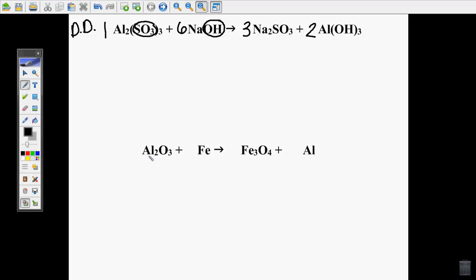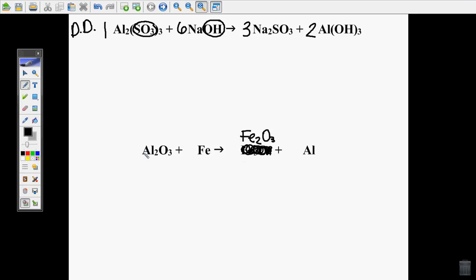Okay, so I've got aluminum oxide plus iron gives me, what the heck is this? I don't know what this is. This is weird. This should be iron oxide. I don't know what that was.